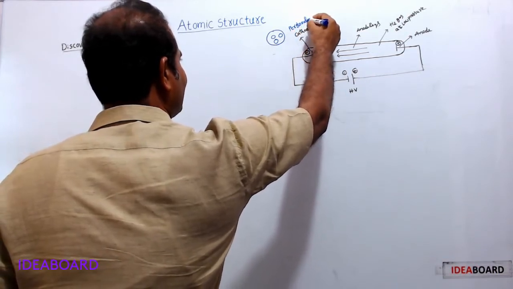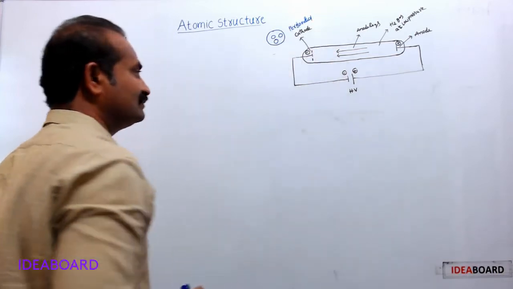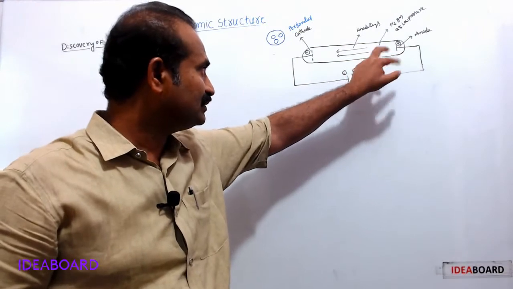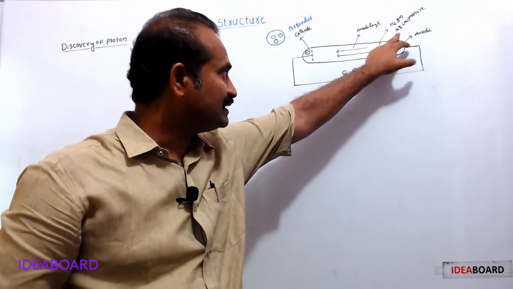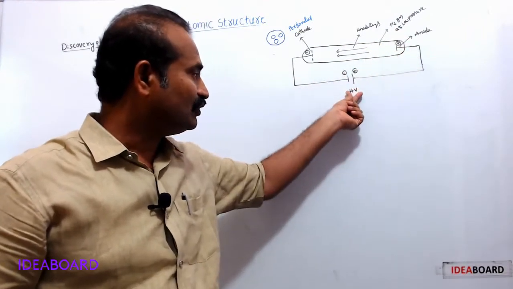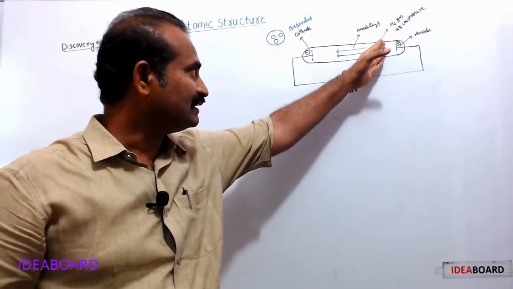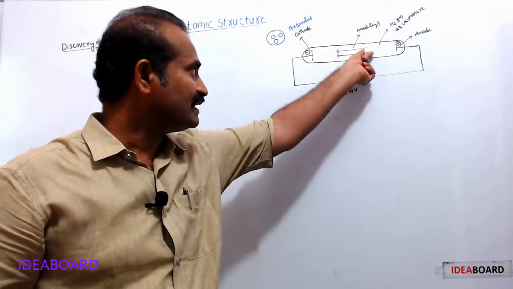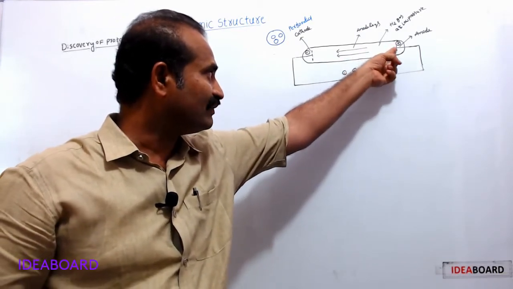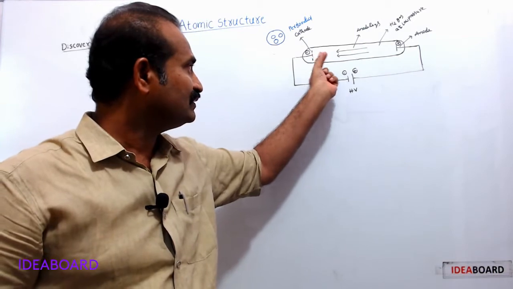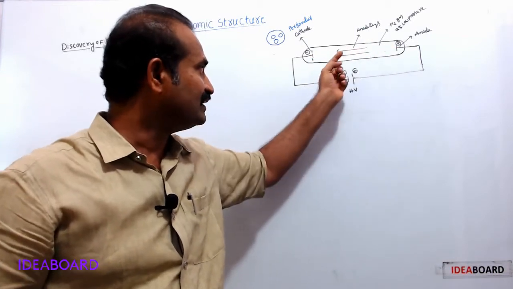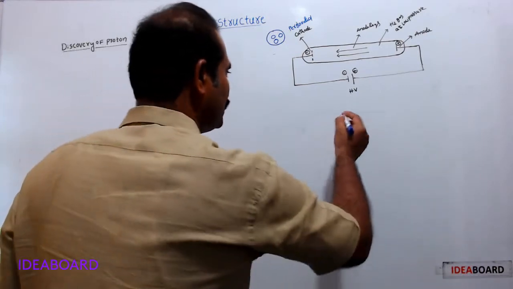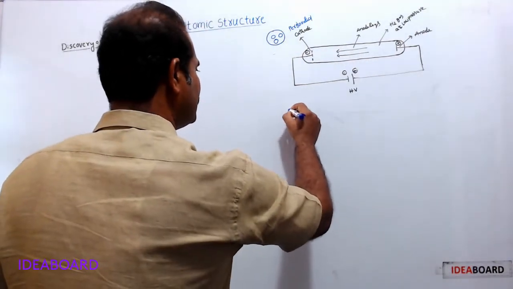This is the discharge tube. Here H2 gas is taken at low pressure, and high voltage is maintained. When this gas is subjected to high voltage, a stream of particles comes from anode to cathode. These originate from the anode, that's why they are called anode rays. Now we will see the origin of anode rays.